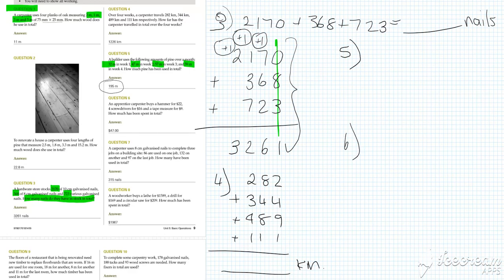For question 6, we've got an apprentice carpenter who's gone shopping: 22 bucks for a hammer. They buy 4 screwdrivers for $16, and they buy a tape measure. Just be super careful when you do this one, because we're going to buy the hammer, and then we've got a screwdriver, but we've got 4 of them, as well as a tape measure. So when you add up your numbers, you're going to have more there than just 3.